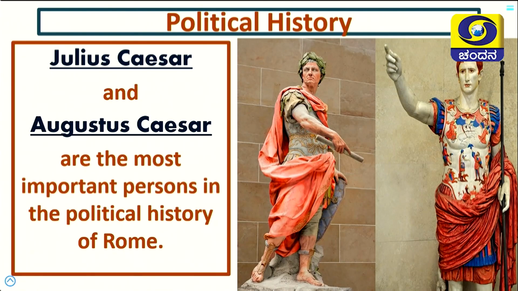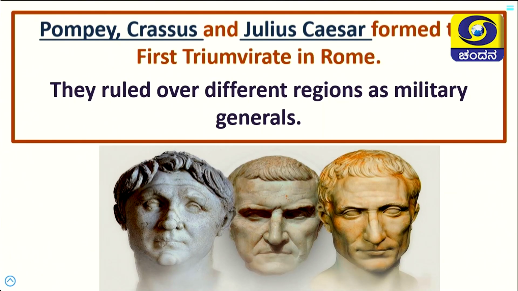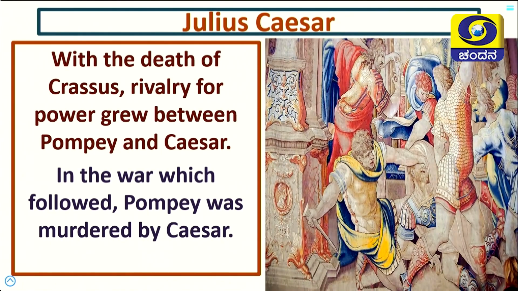Now if we come to the political history, here we can see Julius Caesar and Augustus Caesar. These are two very important persons in Roman civilization. Pompey, Crassus and Julius Caesar formed the first triumvirate in Rome. They were the generals of different parts of Rome. First, let's learn about Julius Caesar.